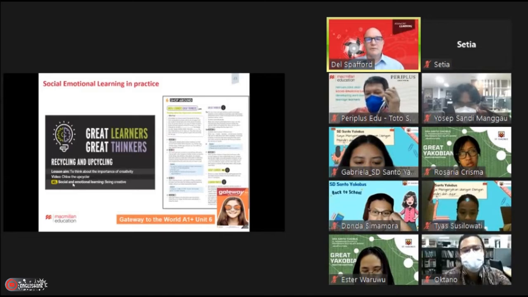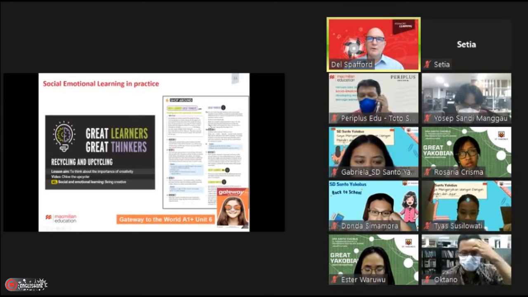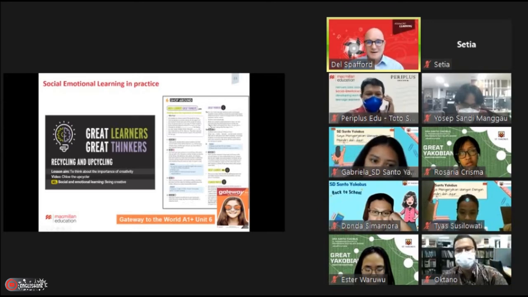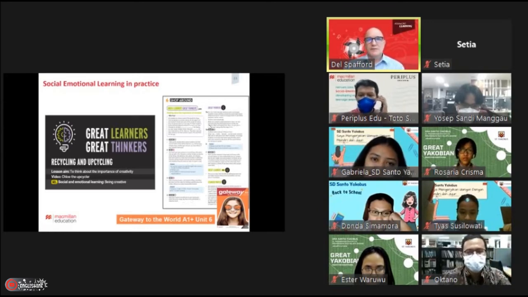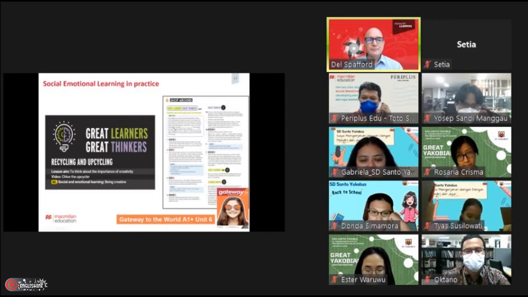So here you can see on the screen the signposting for the students, signposting for the teachers, and then in the teacher's guide on the right hand side, you can see there's full lesson plans to help you with social emotional learning, the teaching of it. All right. So it's very important that we as teachers have a guide to help us through these lessons, so that we know exactly what we're supposed to be doing when it comes to developing social emotional skills. And I think this is key as well.